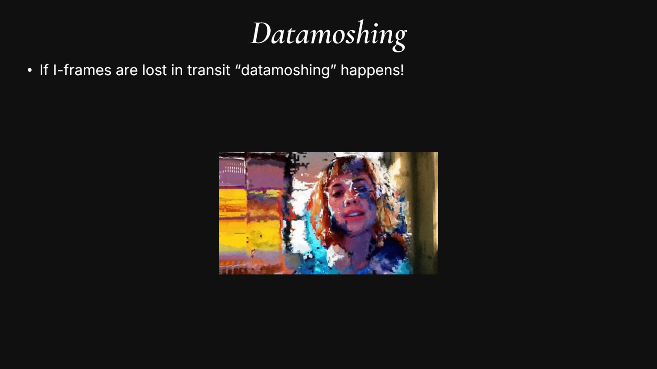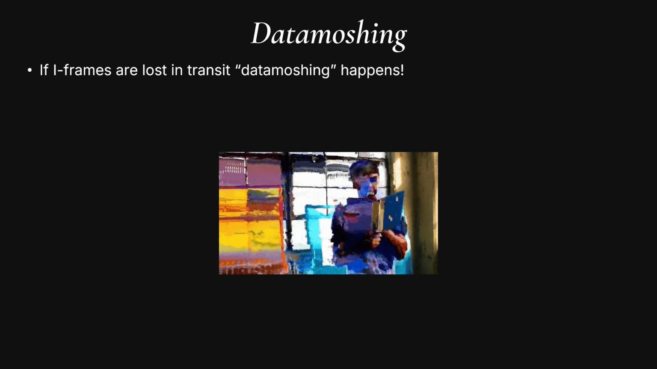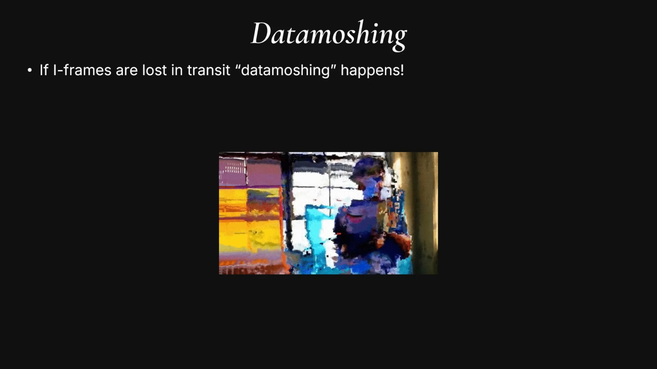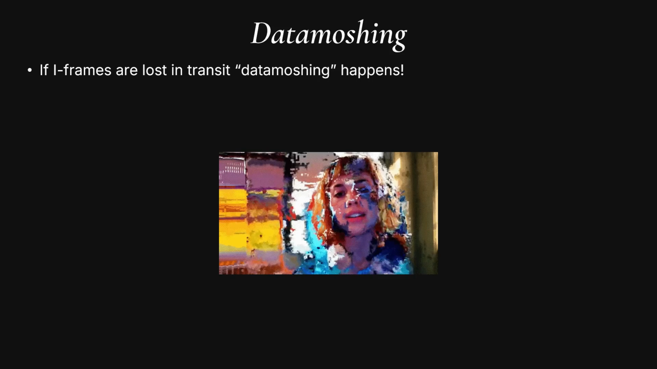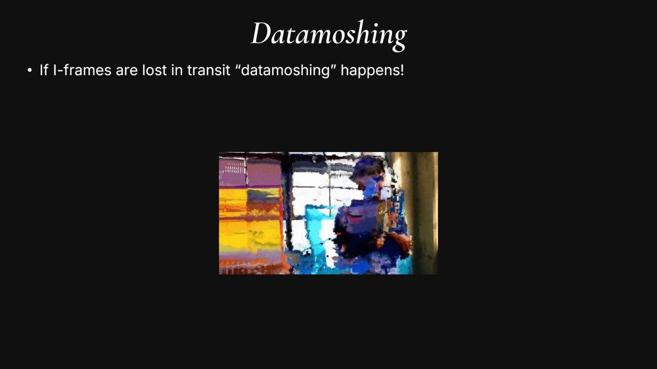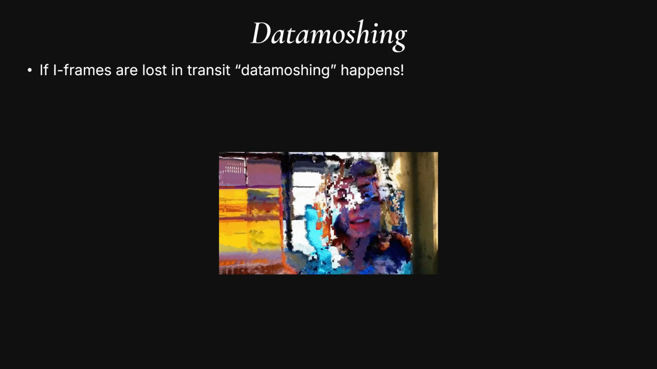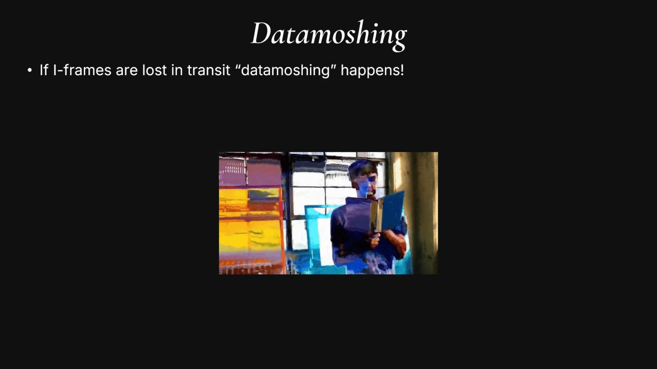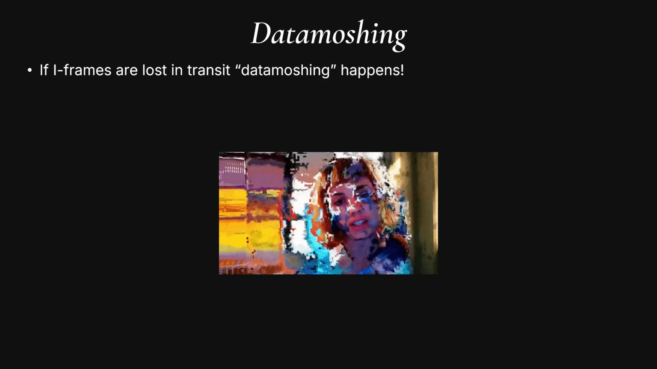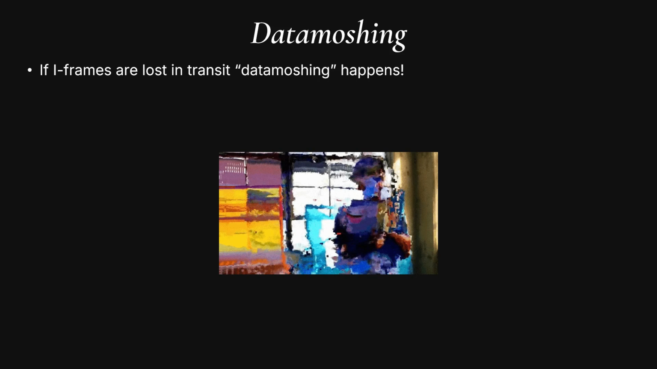So this data moshing is a stylistic thing that people do now for fun, as video editors. But it's something that can happen by accident, and you've probably seen this happen. Have you ever seen this? Weird stuff happen? If you're watching a stream and you lose your iframe, then the next frame that comes along will just be the difference between that and whatever happened before it.